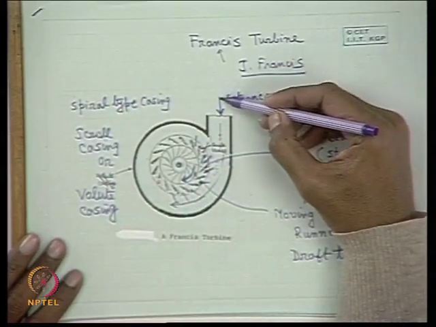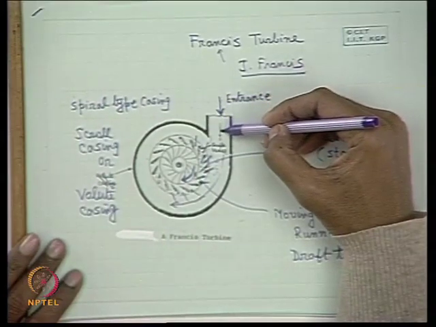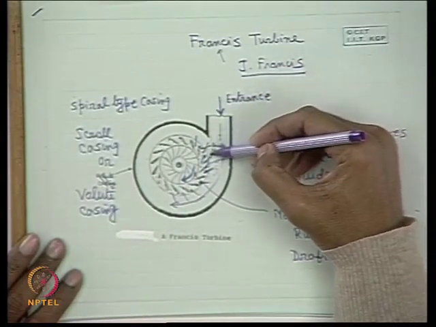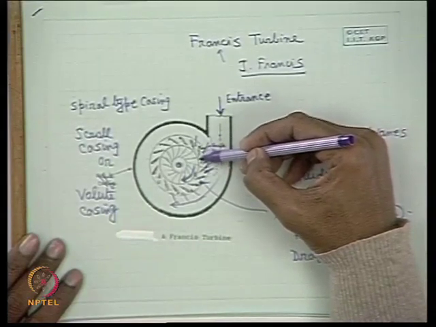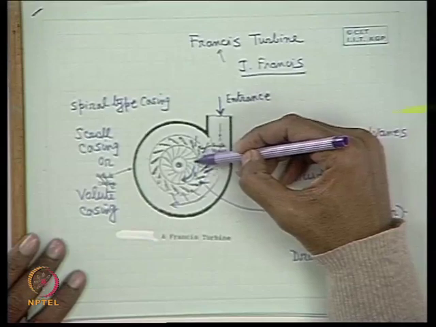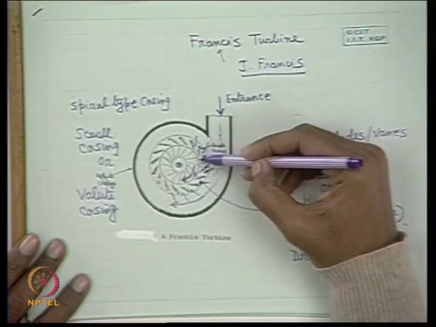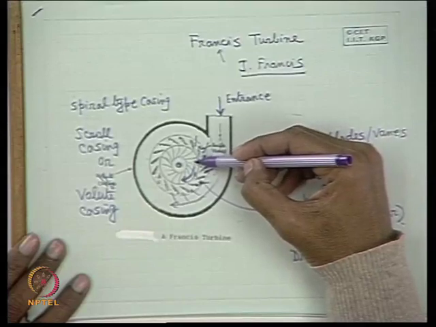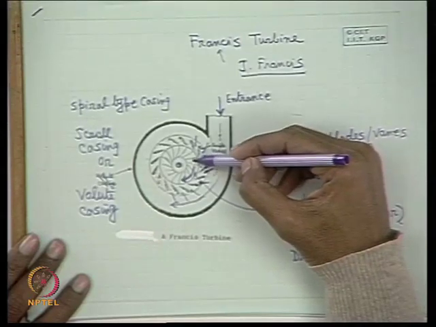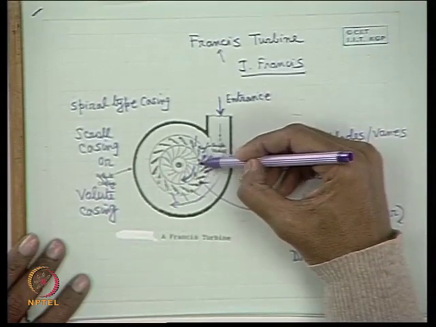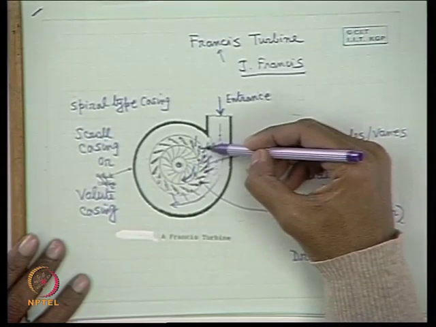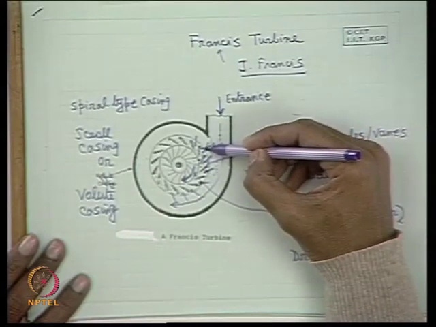So, you see the entrance is like this. Fluid comes into the scroll case, then enters the passages formed by the guide vanes, then enters the runner or rotor of the machine, and this entrance is a mixed entrance. That means it is a combination of radial and tangential. The fluid here has both radial velocity and tangential velocity. Here also the fluid has both radial velocity and tangential velocity.